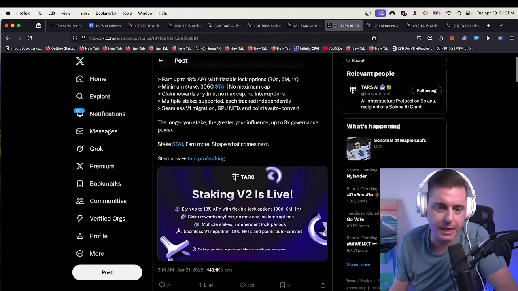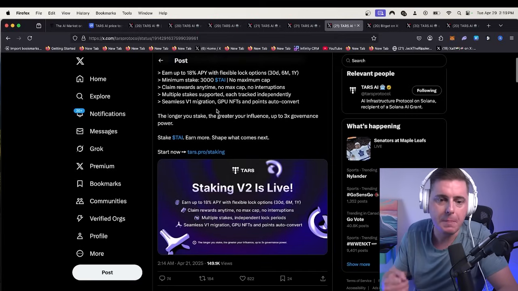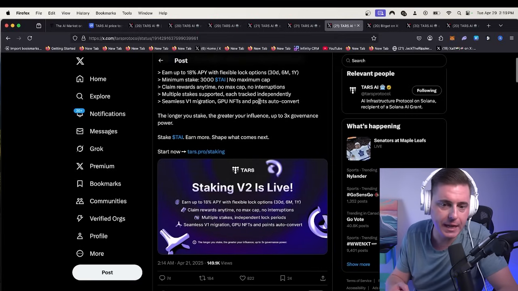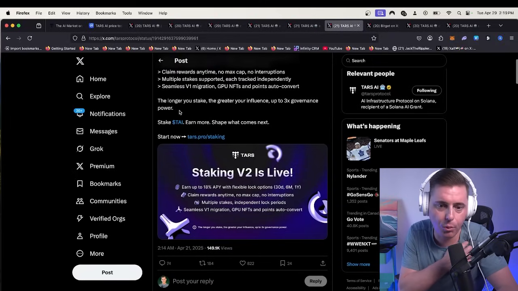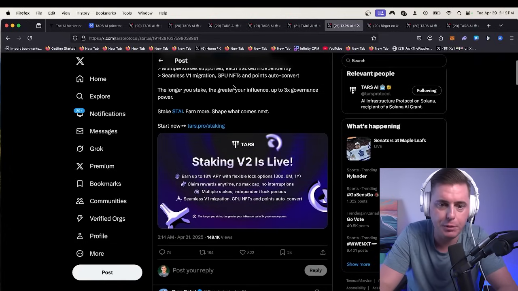And it says here, earn up to 18%. Minimum stake is 3,000 TAI, no maximum cap. Claim rewards anytime, no max cap, no interruptions. Multiple stakes supported, each tracked independently. Seamless V1 migration, GPU NFTs, and points auto convert.